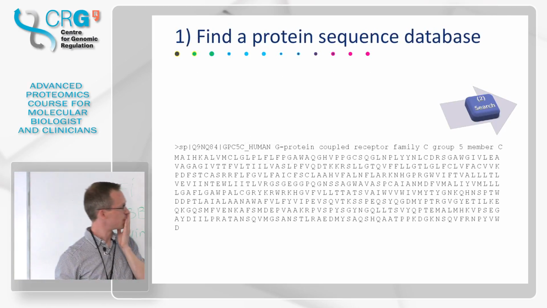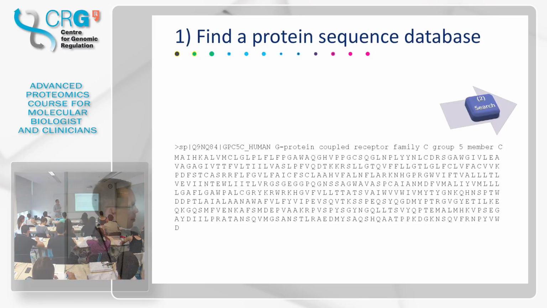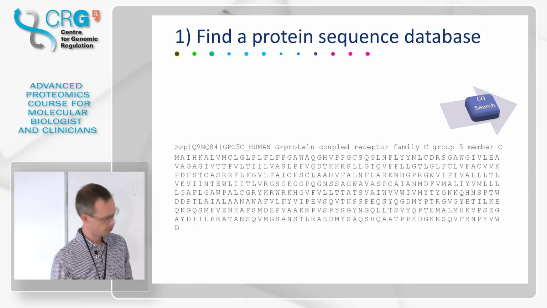So what does it mean? Here we have a protein sequence. Does this make sense to you? I hope you can read one-letter amino acids. So here we have a G protein-coupled receptor family C group 5 member C, or GPRC5C human.